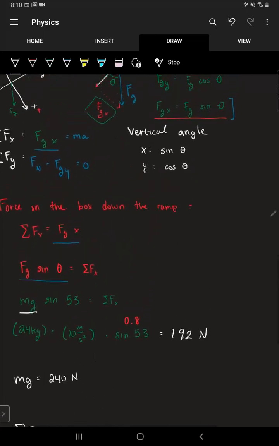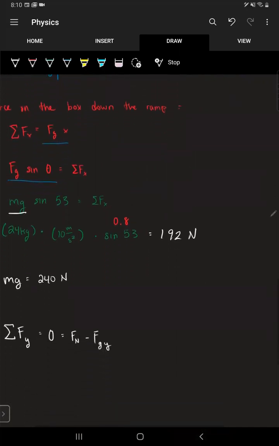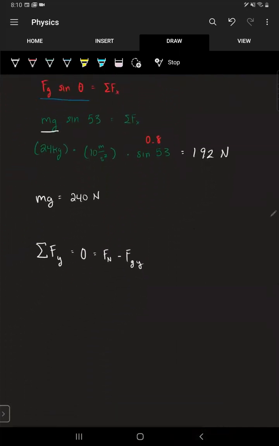So use the information above, like this right here, and solve for f of n. Everything you need is here. Okay.